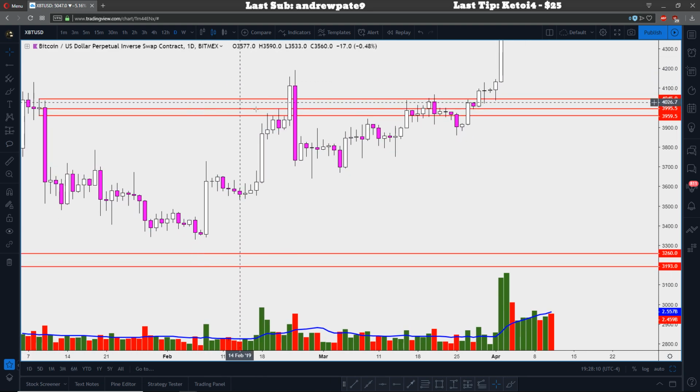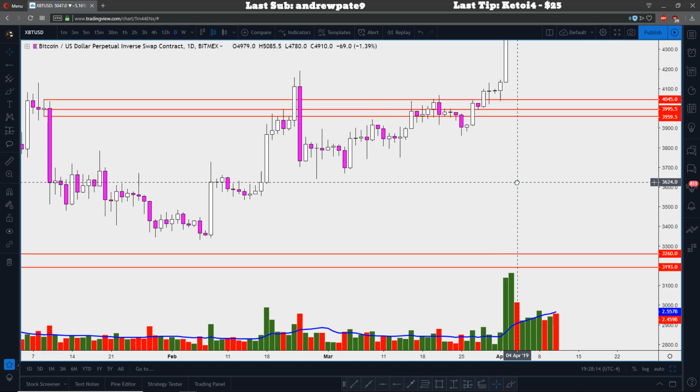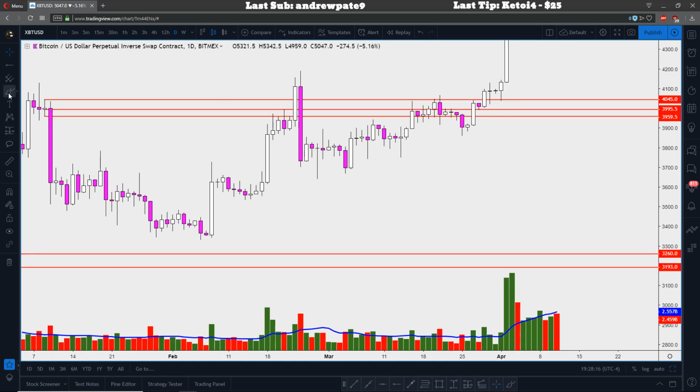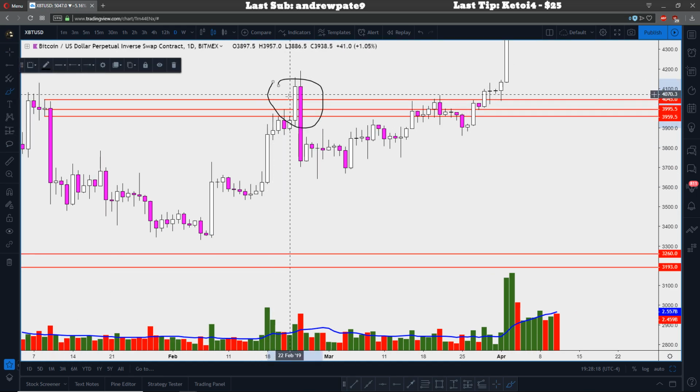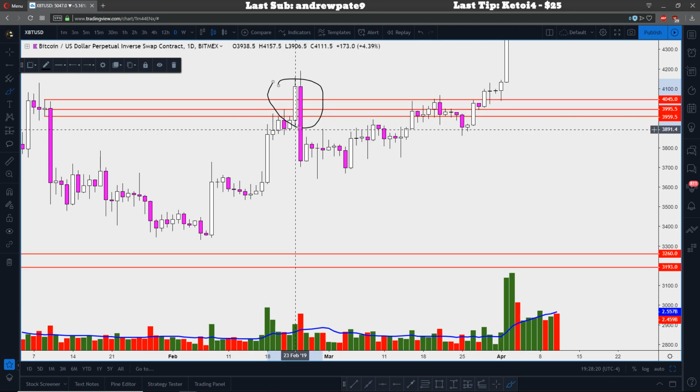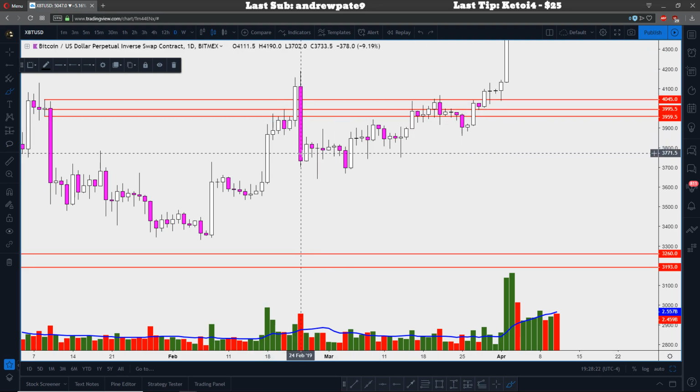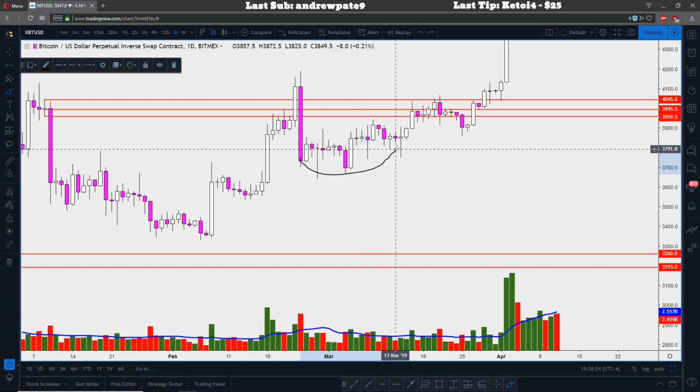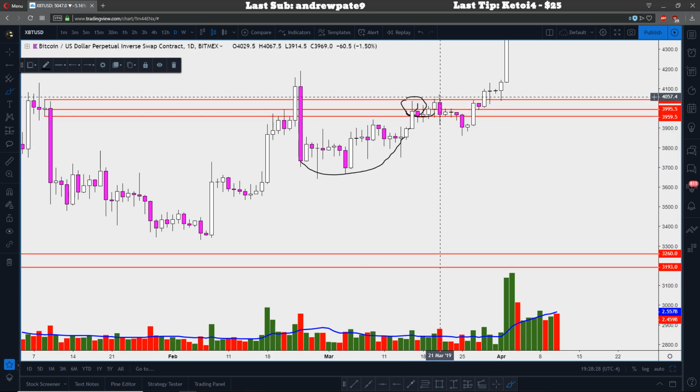You can see what happened when price interacted with these resistance points. We saw a swing failure pattern, which is very bearish. That's why you saw the dump. And then we saw a recovery from that swing failure pattern. Failure at these levels, consolidation, failure, consolidation.